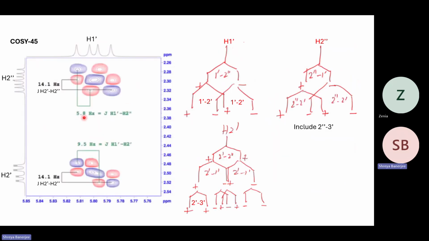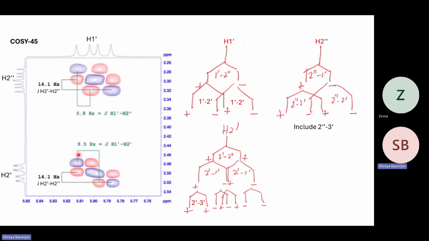Here an example is shown of COSY 45. So this is the 1 prime 2 double prime peak and 1 prime 2 prime peak. If we take the difference between cross peaks, we can get different J values. One J value from here is 5.8 Hertz, one from here is 14 Hertz. We know 14 Hertz comes from the geminal coupling, so that is between 2 prime 2 double prime, and this 5 Hertz is around what is expected for 1 prime 2 double prime.